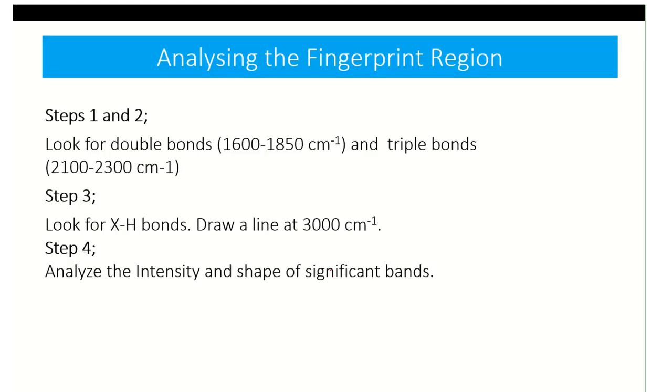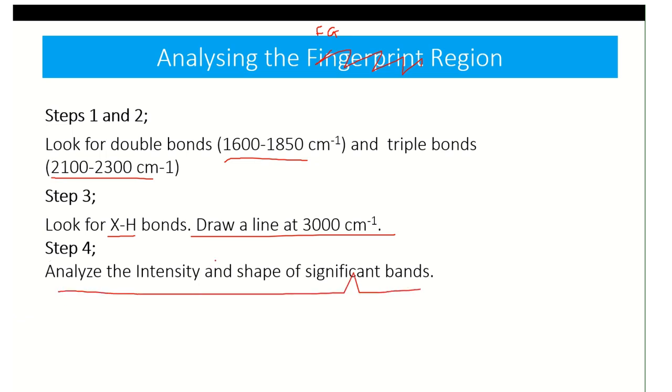So always analyze the fingerprint region. Well, we're not analyzing the fingerprint region actually. We should not say that. Sorry about that. We should analyze the functional group region. Look for double bonds or triple bonds, and then look for anything that's bonded to hydrogen, draw a line at 3000 and probe exactly what's to the left of it. Then of course analyze the intensity and the shape of the bands.